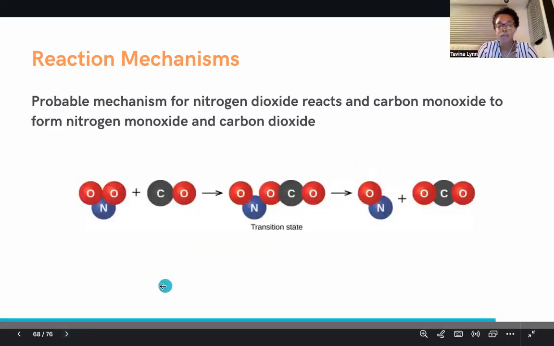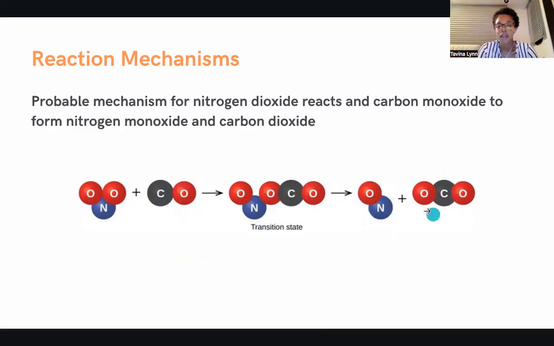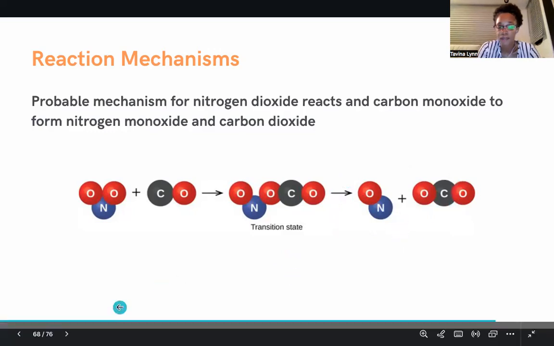So here's another example where we have nitrogen dioxide reacting with carbon monoxide to form nitrogen monoxide and carbon dioxide. So these two reactants actually come together, right? They actually come together in forming this transition state. This is not always the case, right? Like what we saw in our previous example, but here is a case where the two reactants do interact with one another to form a transition state and then form the products from the transition state.